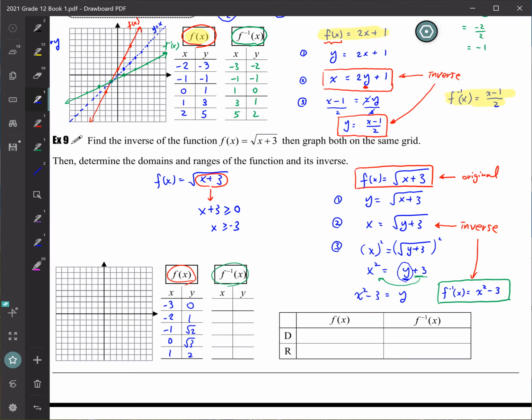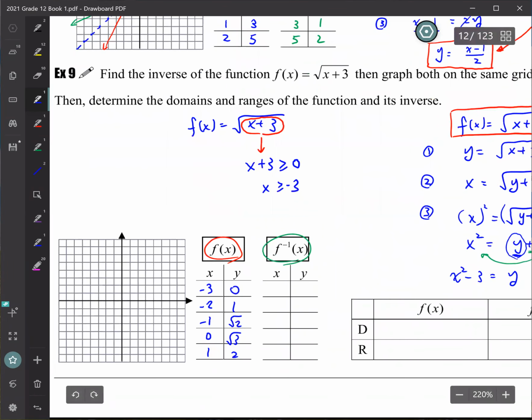All right, let's check the points. So -3, the points are good, okay, the graph. -3, 0 will be here. -2, 1. -1, root 2. Square root 2 is about 1.4, right? 1.4 something, a bit higher, right? We can go to the 1, 2, right? Easier to graph that one, 1, 2. So we know it's curving, right? Slowly curving upwards. So something like this.